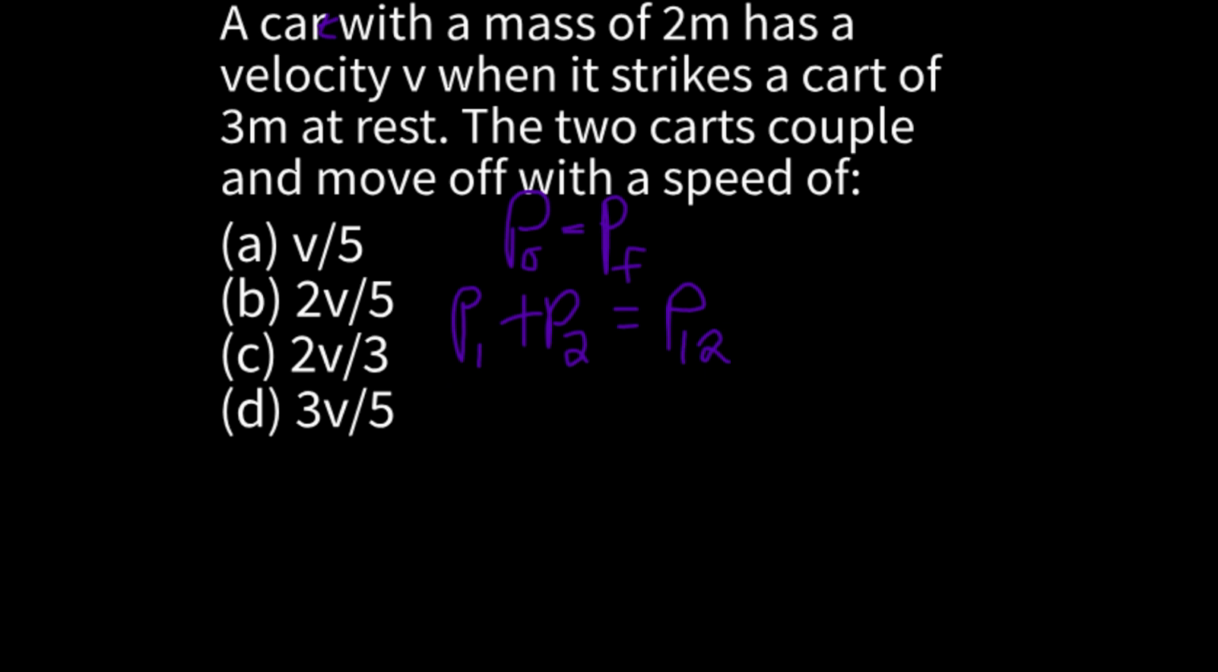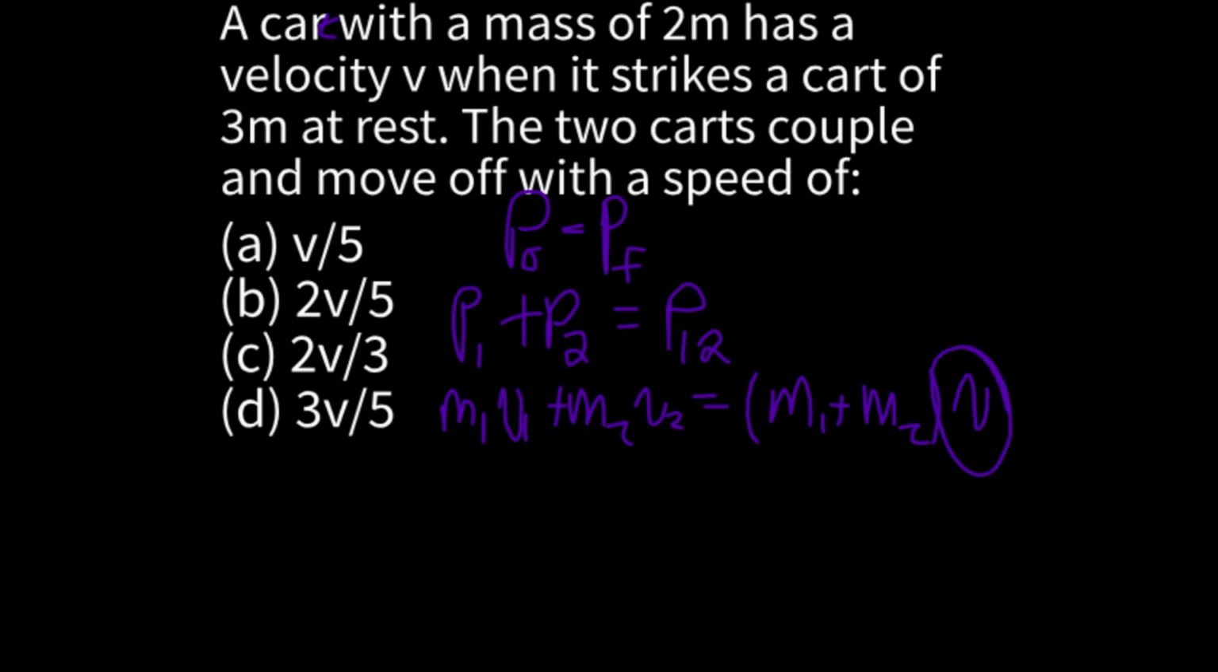So we know then m1v1 plus m2v2 is going to equal m1 plus m2 times this variable v. That is what we are solving for.